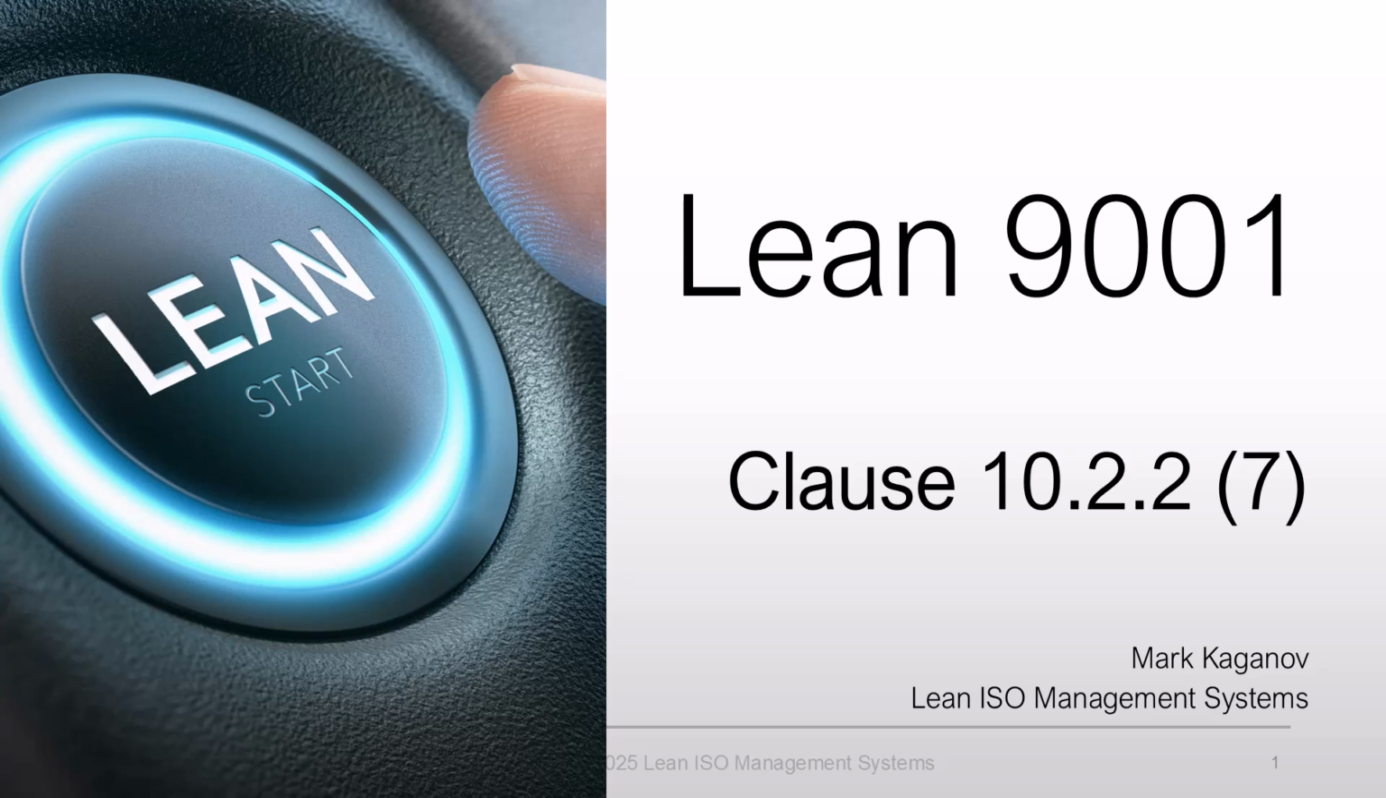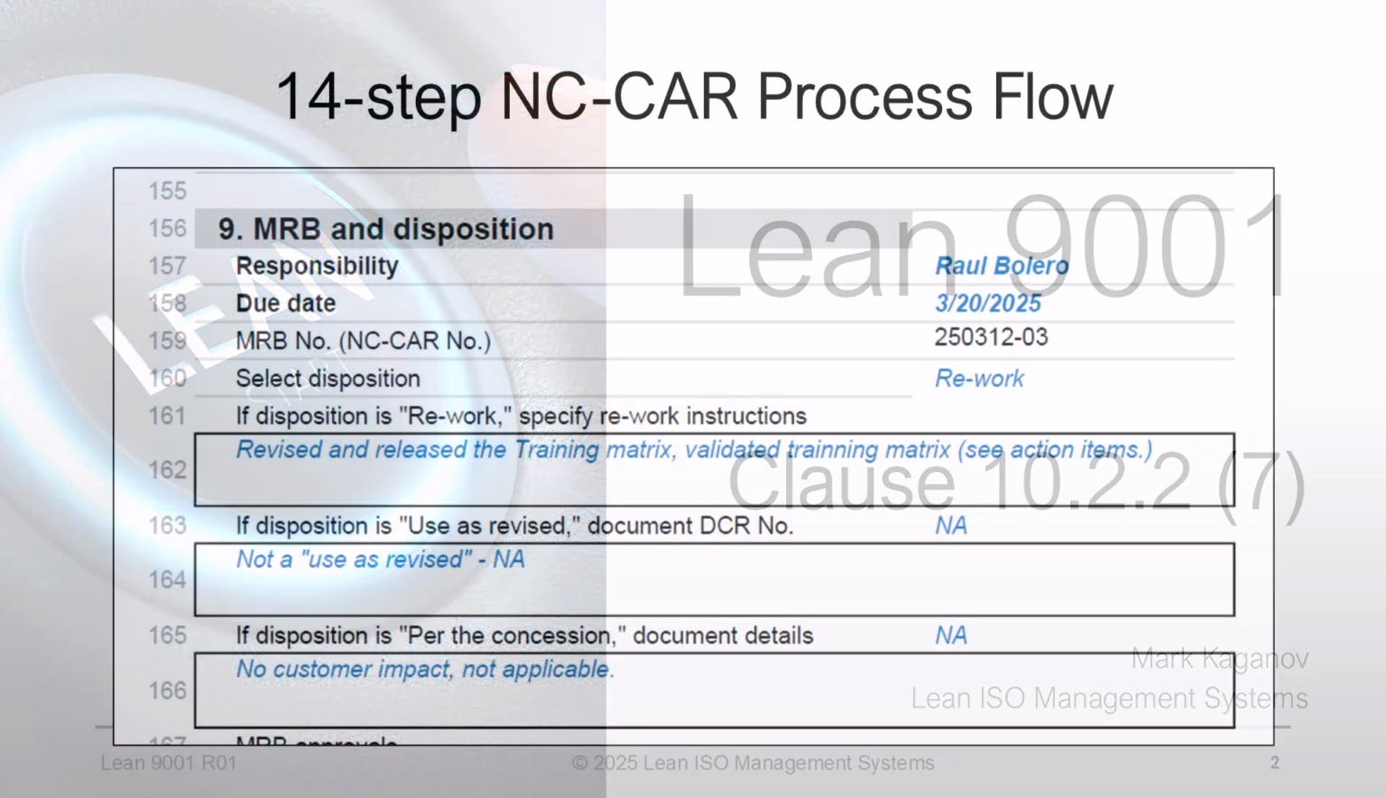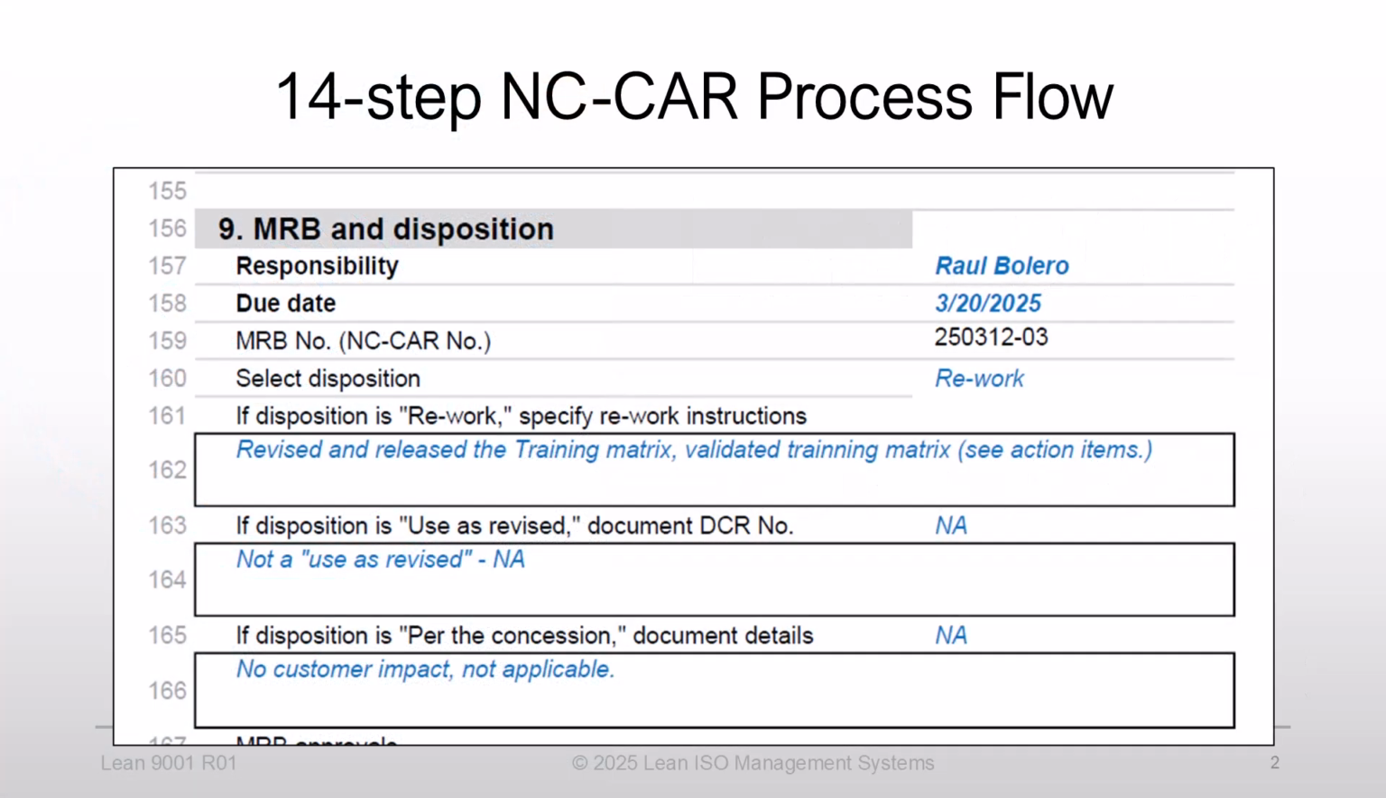In the previous video, we discussed ways of trending root causes and how to transform RCA data into meaningful information. If you missed that clip, check the links below to catch up. Today, we'll discuss the disposition of the non-conforming outputs, or the material review board step in our process.